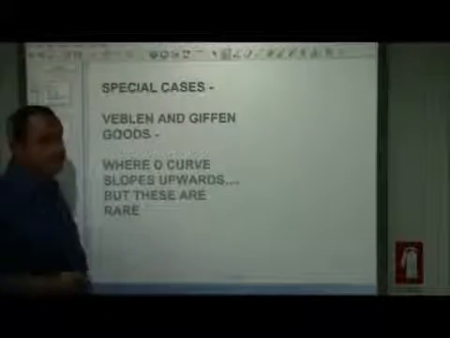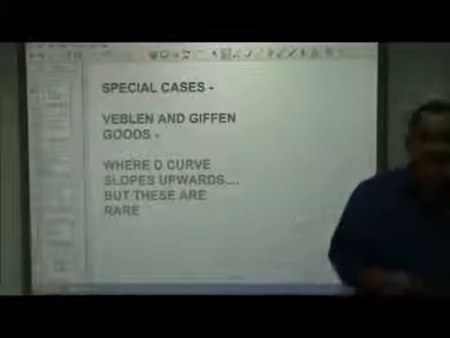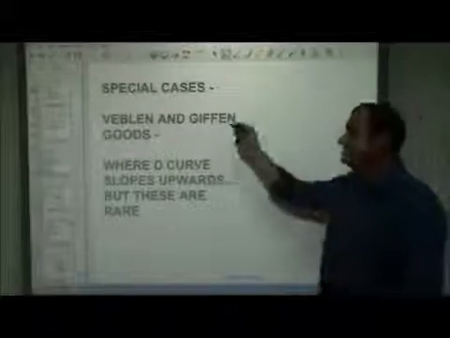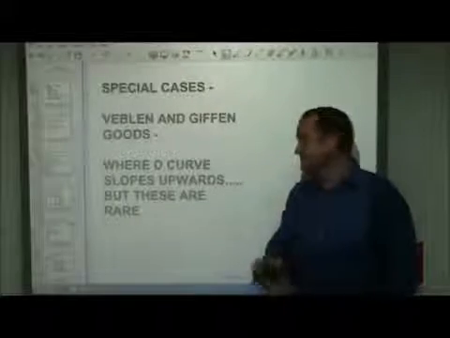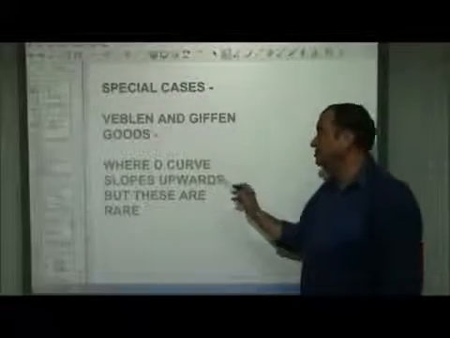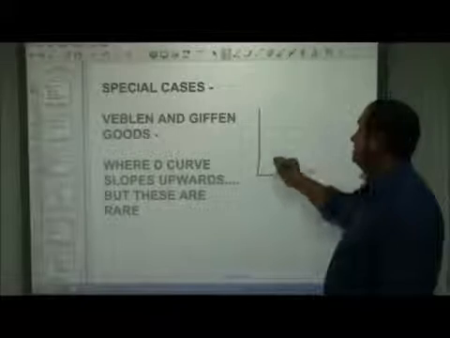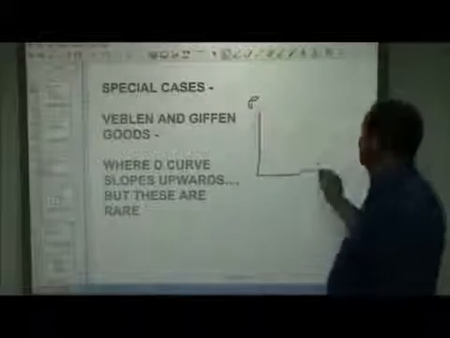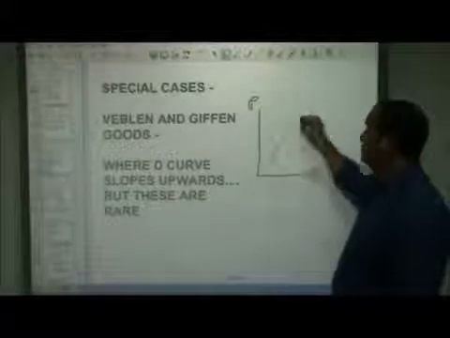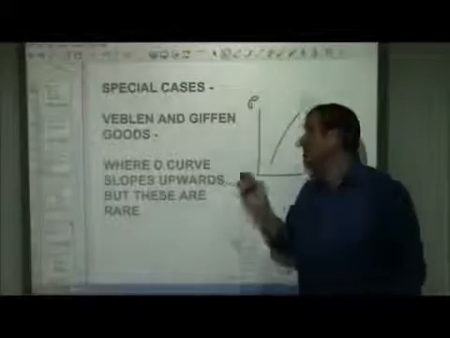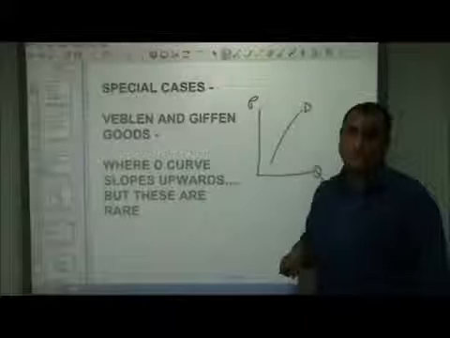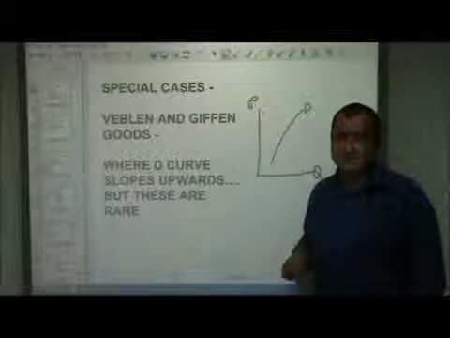Now there are some special cases. Veblen goods, Giffen goods, you may see these types of goods described, and these are very rare cases, very rare, but they do in fact have demand curves, price, quantity, which slope upwards, indicating very strangely that higher prices lead to higher quantities demanded.